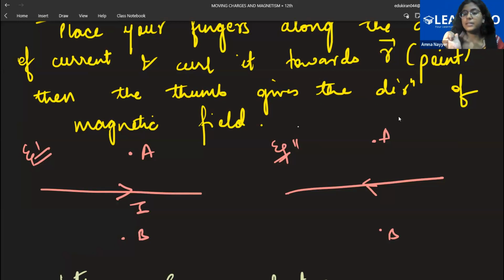Where is the thumb? The thumb is outwards, so the direction of magnetic field is outwards. I'm repeating for A point: put your fingers along the direction of current. Current is rightwards, the point is above. Curl the fingers above. Where is the thumb? Pointing outwards. Now write it down. Tell me for all these 4 points.